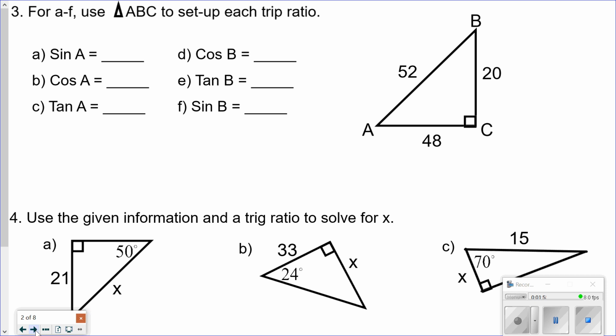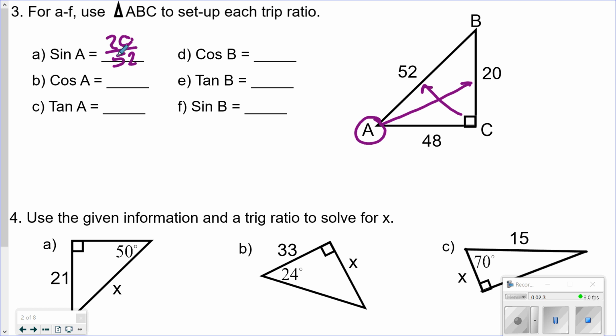For A through F, use triangle ABC to set up each trig ratio. So we're just setting up our fractions here. We're not really solving, just writing our ratio. So if I'm starting with A, so sine of A, we know that that is opposite over hypotenuse. So we end up getting 20 divided by 52. Now both 20 and 52 are divisible by 2, but I'm just going to keep it like this. I don't need to simplify that fraction at all.